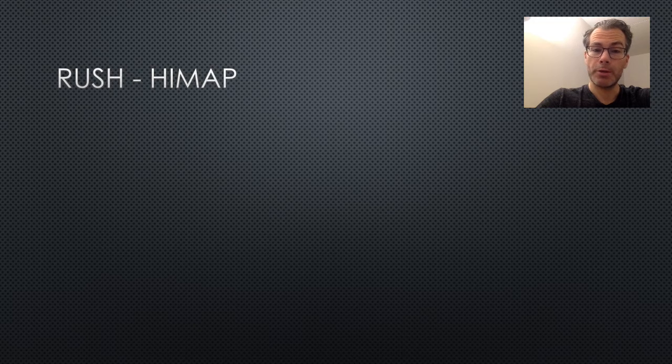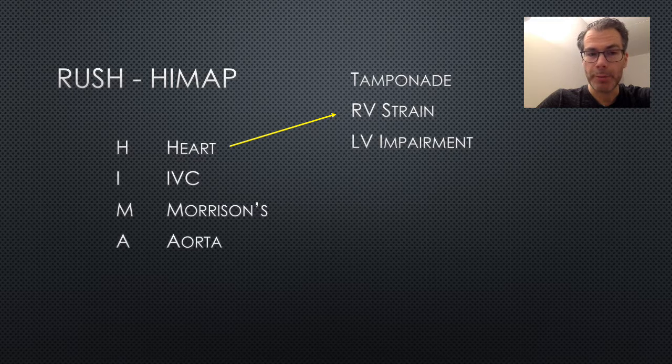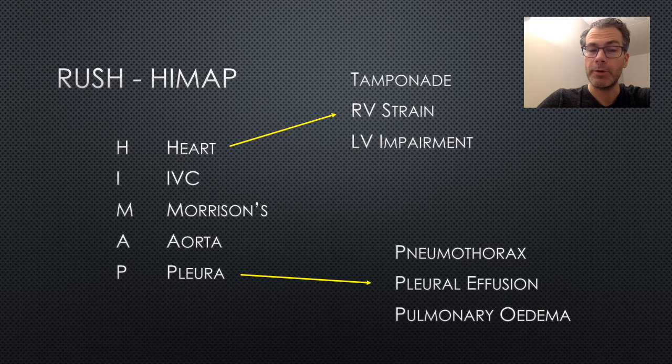So I used a structured shock protocol for this young man called HIMAP. We started with the heart, and there are 3 things we look for in the heart: tamponade, RV strain, and LV impairment. Then we look at the IVC, Morrison's pouch, looking for free fluid in the abdomen, aorta, and then the pleura. There's 3 things we look for in the pleura as well: pneumothorax or tension pneumothorax if it's causing shock, pleural effusion, and pulmonary edema.